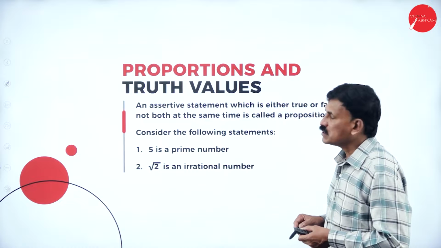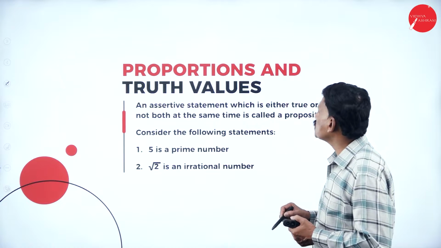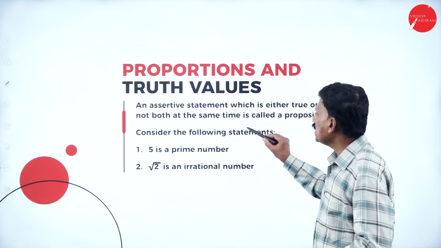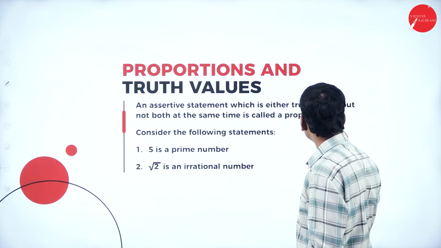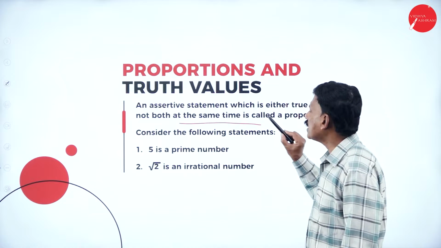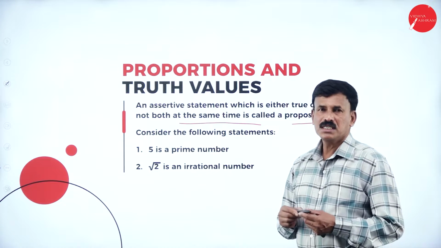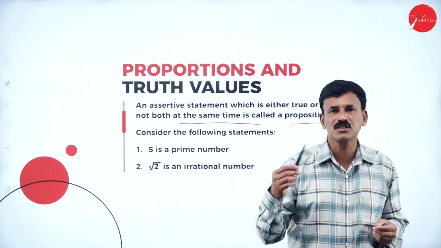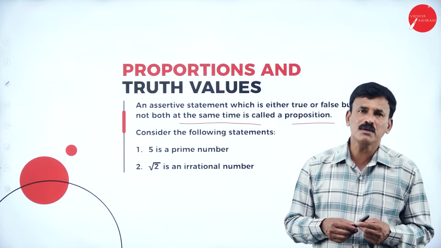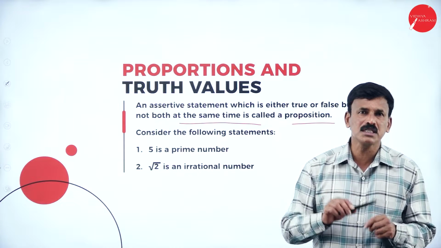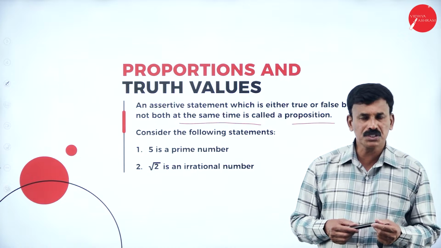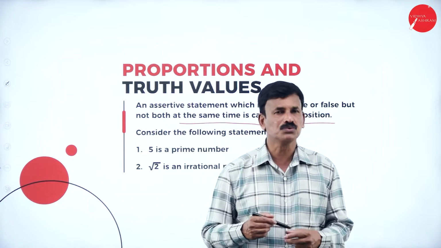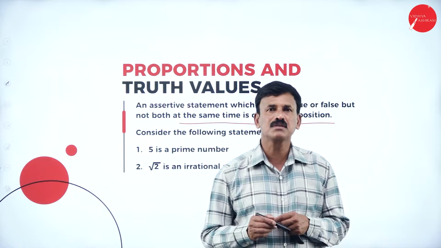Now let us come to the first concept, the proposition and the truth values. What is a proposition and what are the truth values? Any assertive statement which is either true or false but not both at the same time is called a proposition. For example, Bangalore is the capital city of Karnataka. It is true, so that is a proposition.